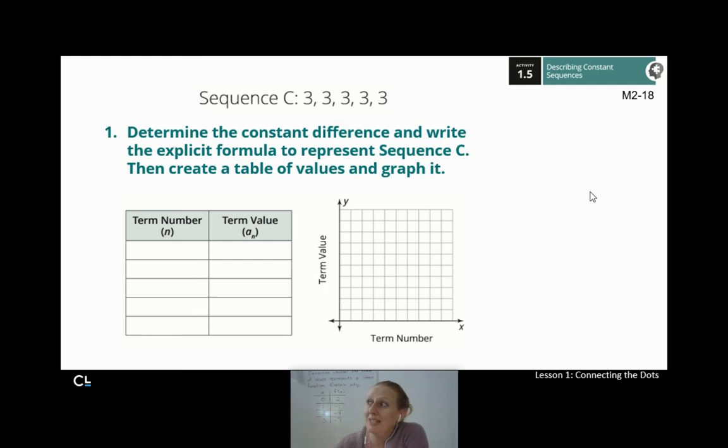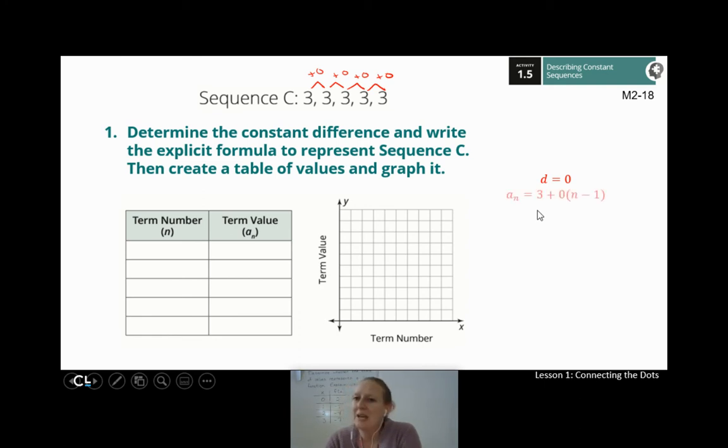So I don't know about you, but I was looking at this and I was like, oh, look, we're adding 0 and adding 0 and adding 0. My pattern is that I'm adding 0. So I said my constant difference was 0. And of course, my first term is 3. So when I set this up, I said, all right, well, a sub n equals 3 plus 0 times n minus 1, because that's my constant difference. And then I realized that 0 times anything is 0, and this whole thing cancels out. So a sub n equals 3.